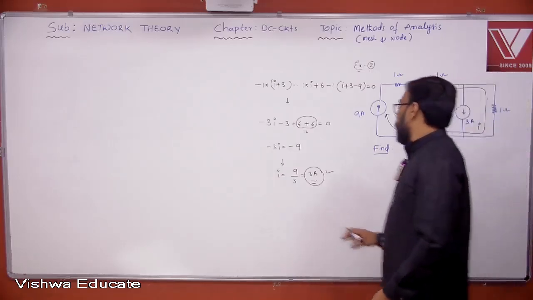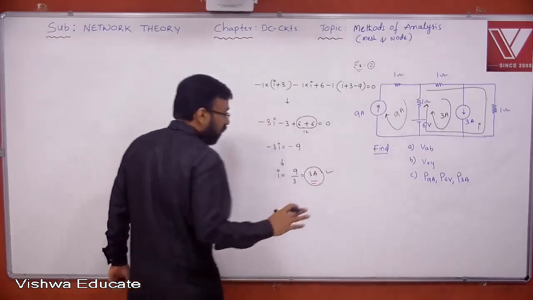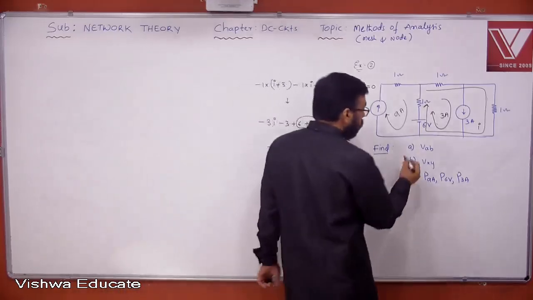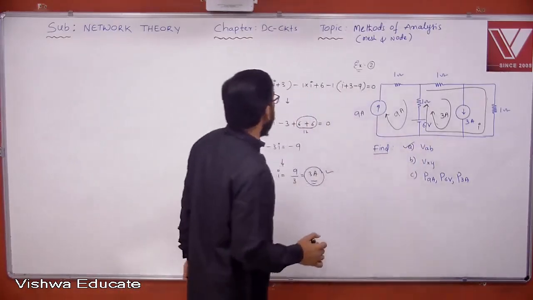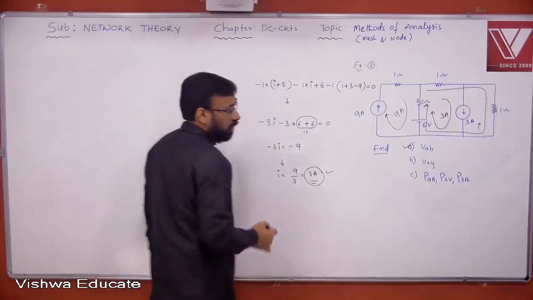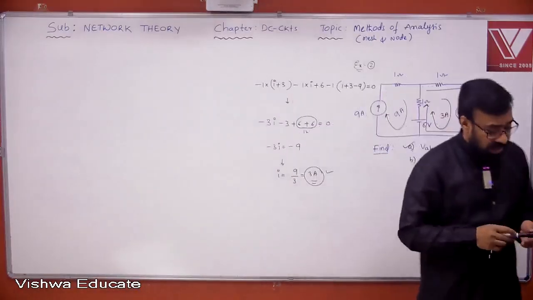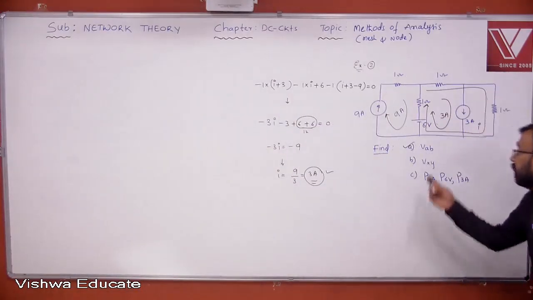Well, so I is equal to 3 ampere. Now let us try to find one after the other. VAB. I think the simplification is correct, right? So please note down this first. Please note down this first quickly, and then we'll go for VAB and VAB.